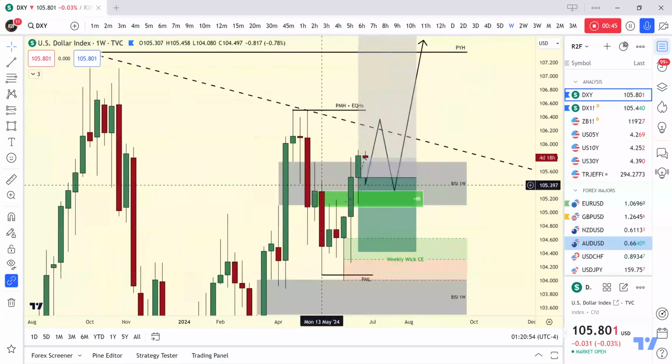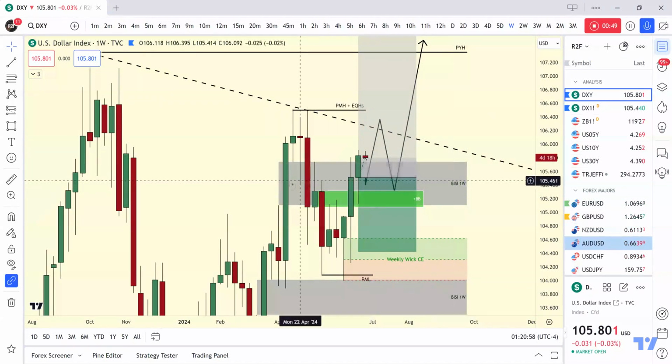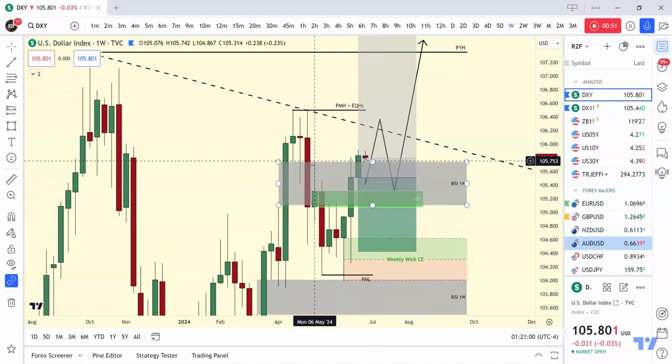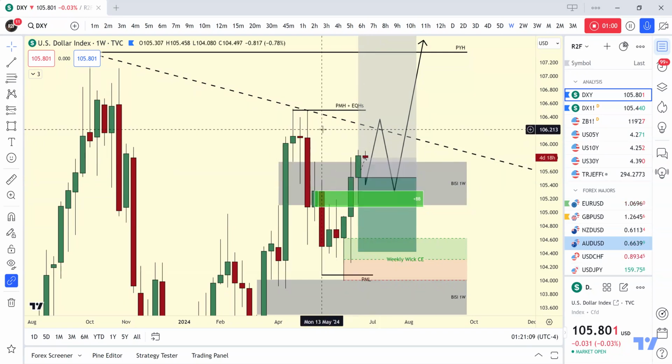So we saw that price closed the weekly above the original BC here and above this high. It retraced down into this breaker block and then expanded up on the week. And now we're here on the week. Okay.